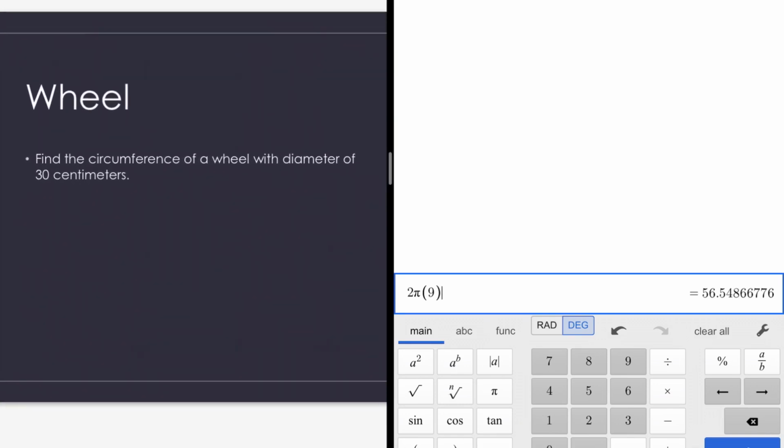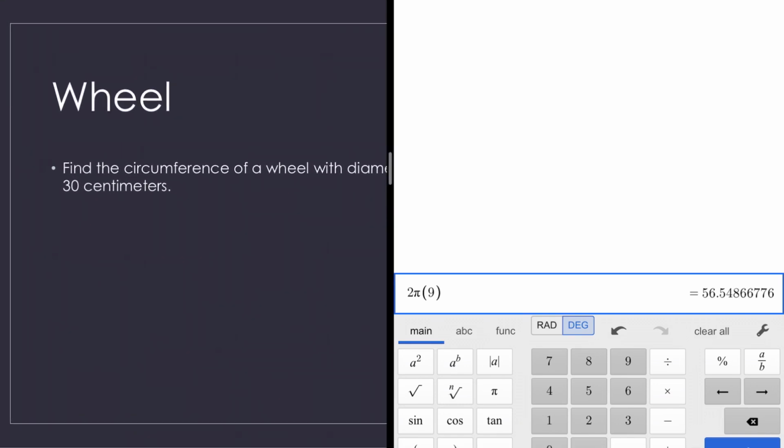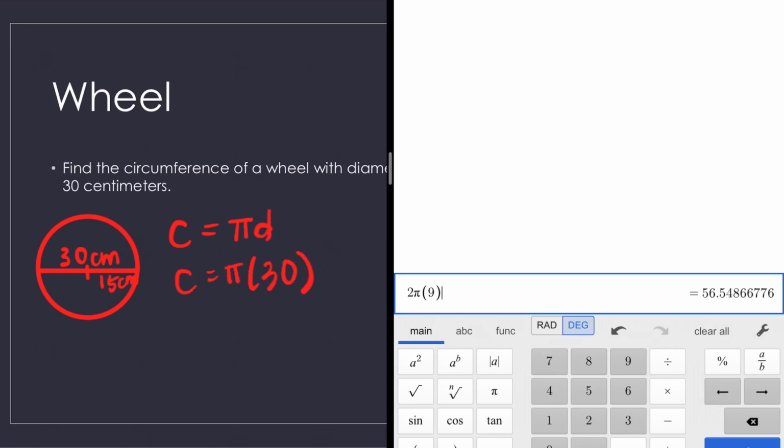Let's find the circumference of a wheel with a diameter of 30 centimeters. So here's my wheel, my diameter, so all the way across is 30 centimeters. And because I have a diameter, I'm going to use pi d, or you could use the radius. You could just say this part up to here is 15 centimeters, and then do 2 pi times 15. Honestly, I don't care. Just pick one. So I'm going to use pi d in this case. So C equals pi times 30.